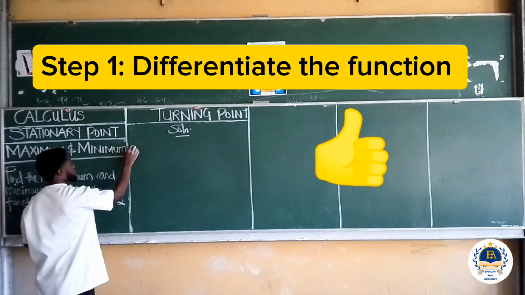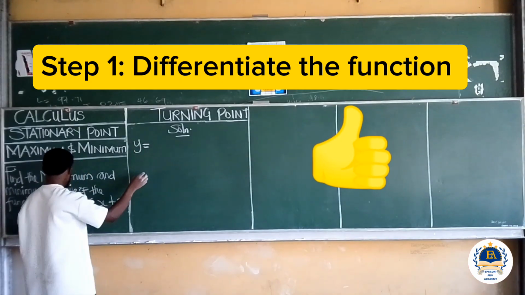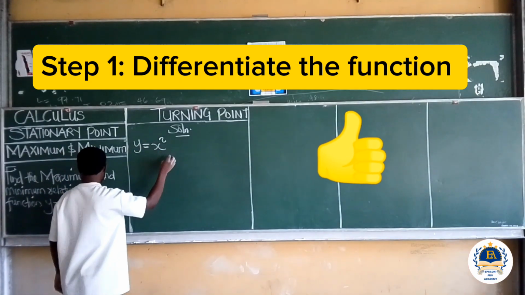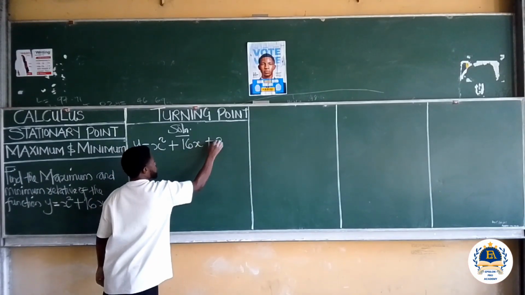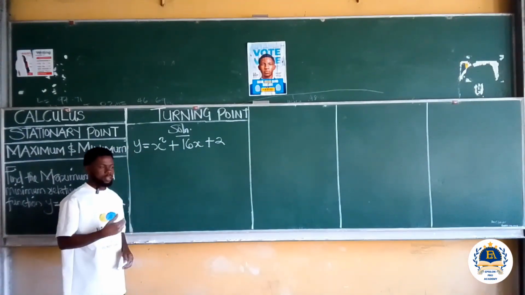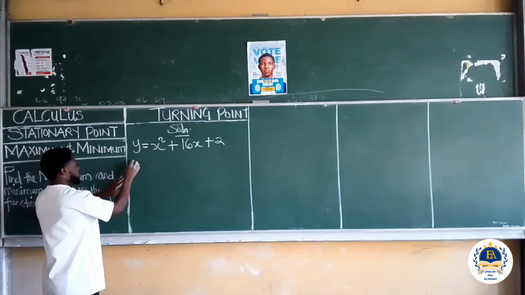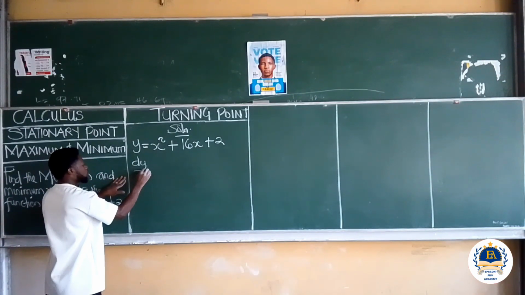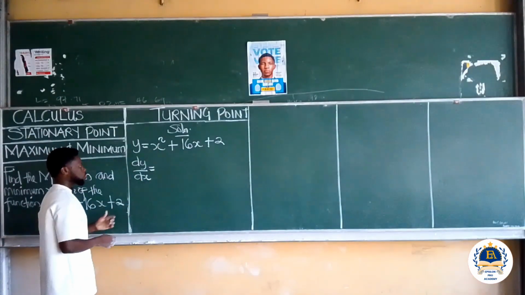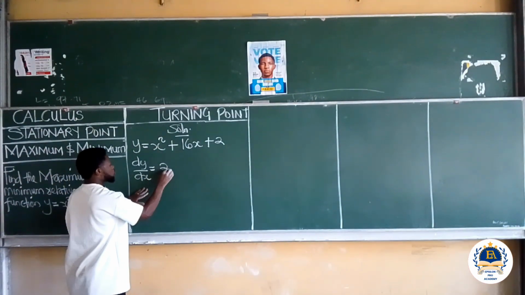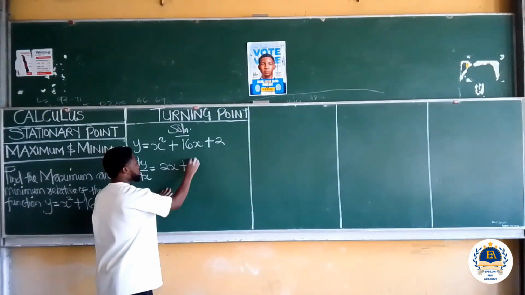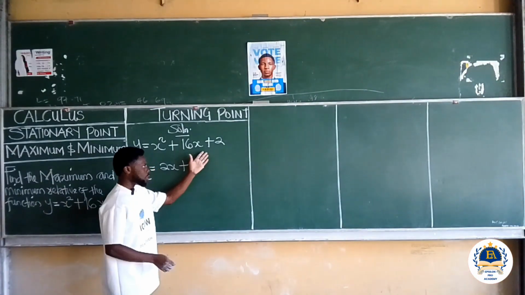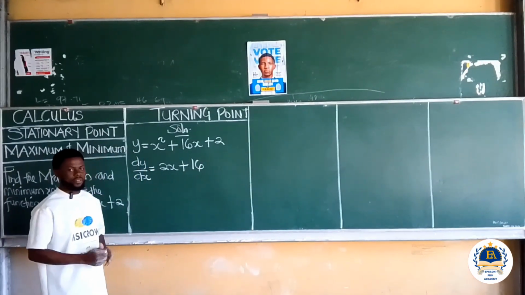So the function is y is equal to x squared plus 16x plus 2. Step 1 is to differentiate. If I differentiate this, I will get my dy over dx. To differentiate this, I obtain 2x plus, to differentiate 16x, I will get 16. To differentiate 2, I will get 0. That is the first step.